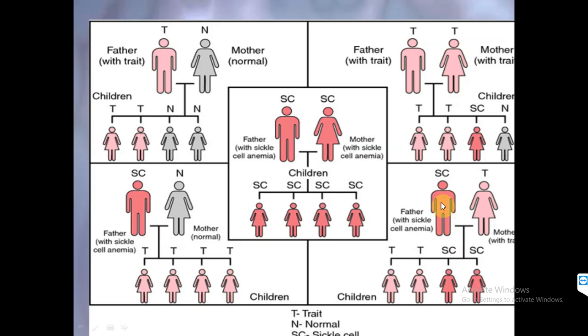Now when father is having sickle cell and mother is having trait, but she is not normal, she is not even diseased but showing the trait. So 2 will be having the disease, the sickle cell anemia, and 2 will be having trait, and no child will be normal. So this is the pedigree analysis used for determining the offspring, what will be the possible outcomes.